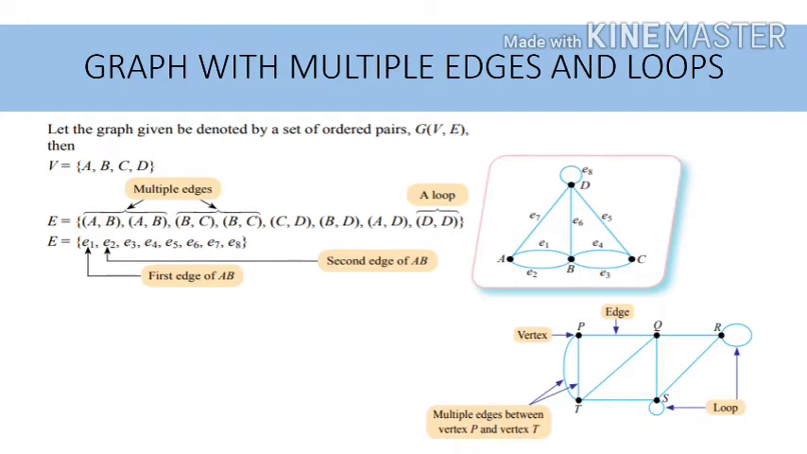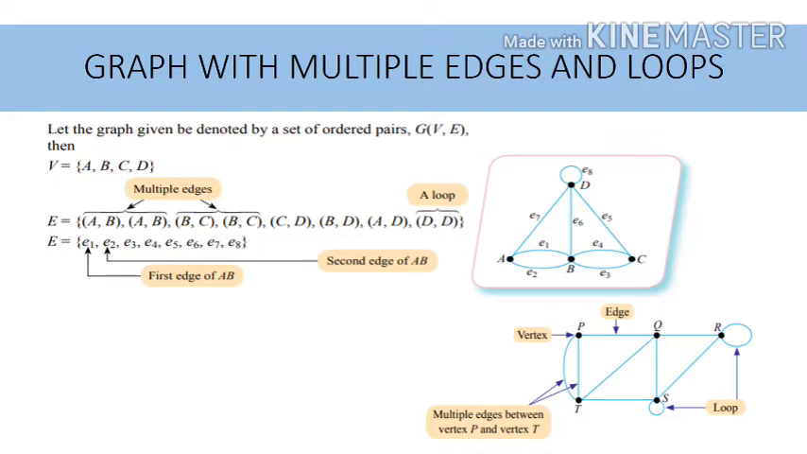Other than simple graph, there is graph with multiple edges and loops. So what are multiple edges and loops? The characteristic for multiple edges is that they involve two vertices. The vertices are connected by more than one edge, and the sum of degrees is twice the number of edges. And the characteristic for loops is that they involve one vertex. The edge is in the form of an arc that starts and ends at the same vertex, and each loop adds 2 to the degree.